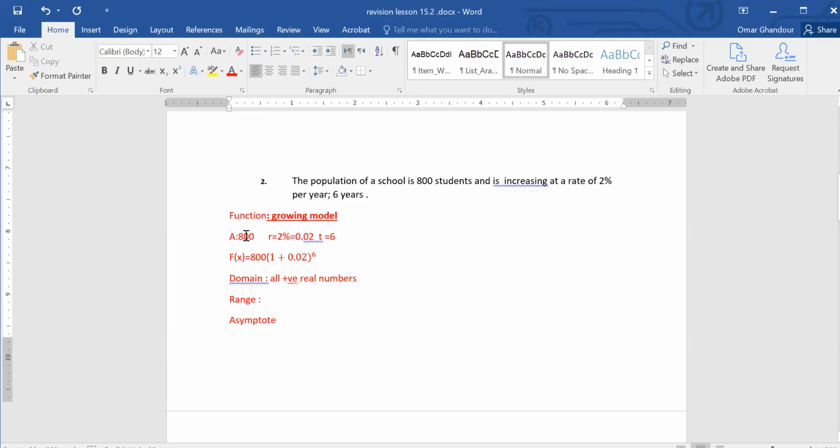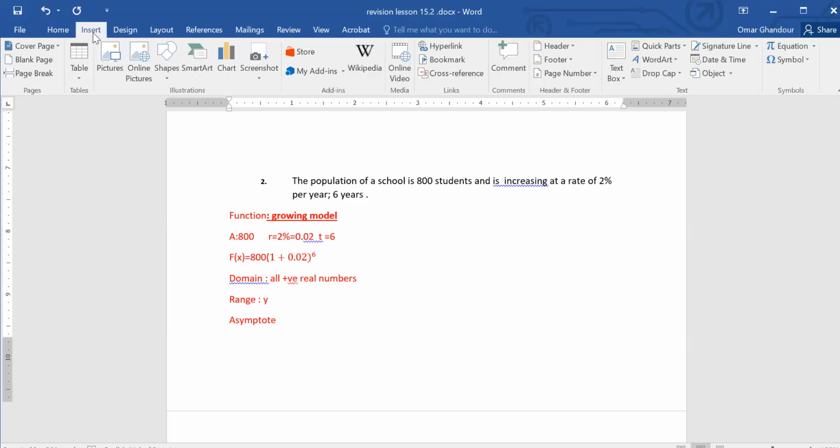What about my range? As we said, since this is growing, the starting point is the y-intercept, and the y-intercept is always A. So here it's going to be y greater than or equal to 800, which is the y-intercept. It will be the beginning value. What about the asymptote? Most of the time, the asymptote is the x-axis. Now we need to define the y-intercept. What is the y-intercept in here?